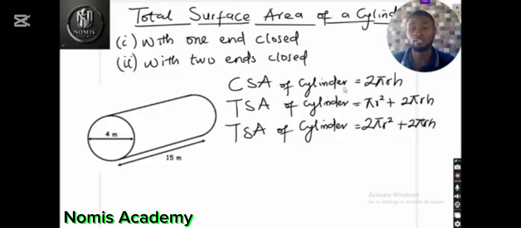Curved surface area of a cylinder when no end is closed, two ends are open. Total surface area when one end is open and the other is closed. Total surface area of a cylinder when two ends are closed. Let's see some examples to calculate total surface area of a cylinder when one end is closed and when two ends are closed.